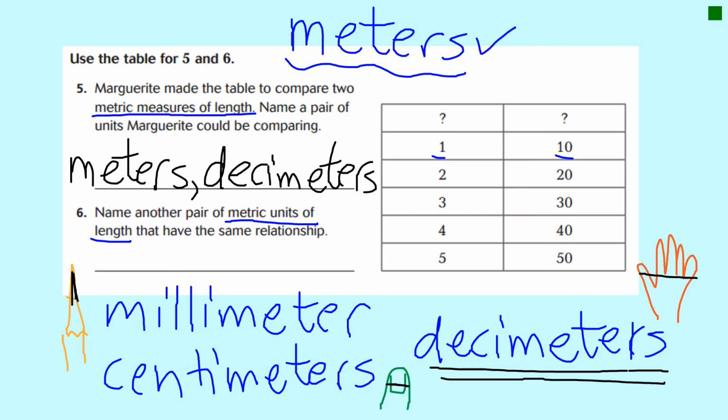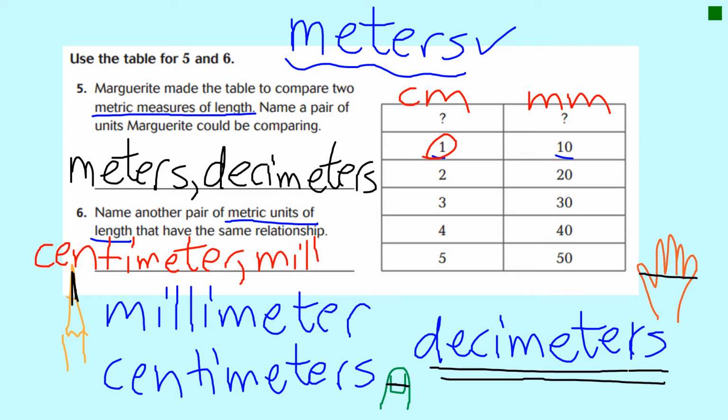So let me see. I'll start with 1 centimeter, because that's the unit that is 1 that equals 10 of the other one. So 1 centimeter is the same as 10 millimeters. I really have to think about metrics a little bit harder because we don't use the metric system, right?